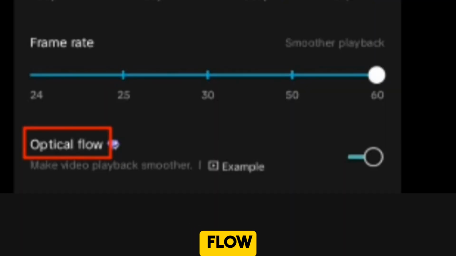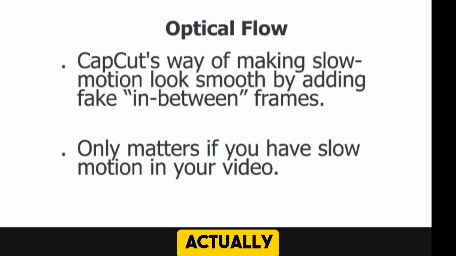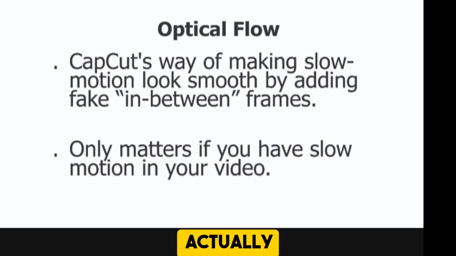Next is the optical flow. This is actually how CapCut makes slow motion look very smooth by adding fake in-between frames. So this feature actually matters if you have slow motion in your video.